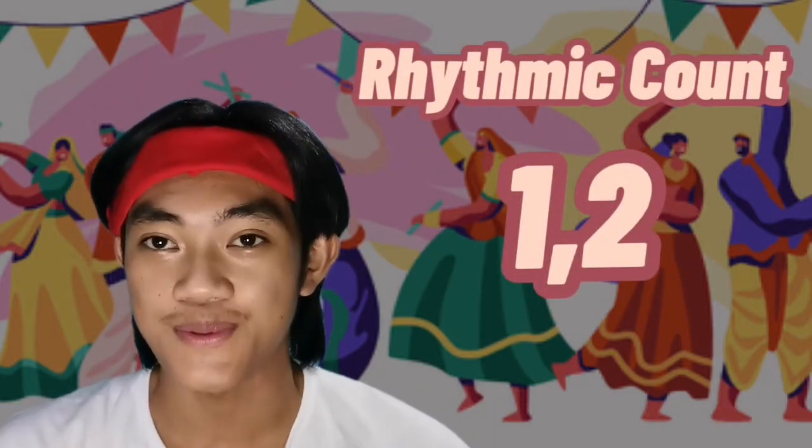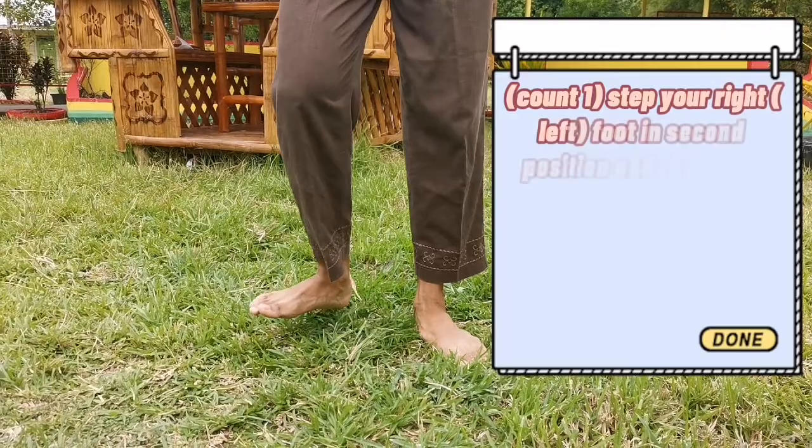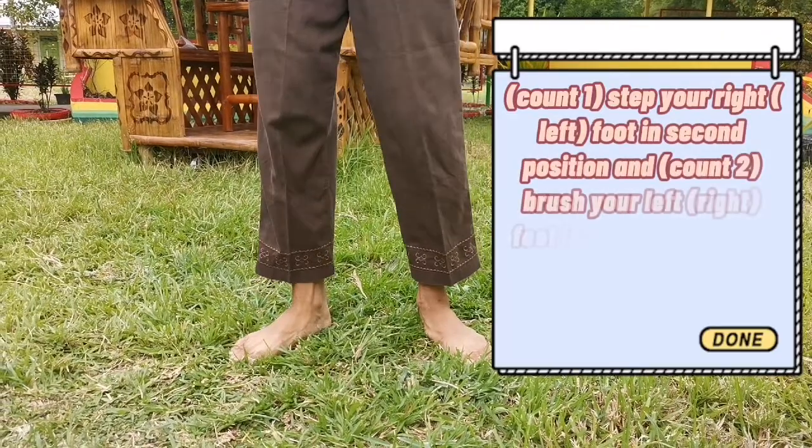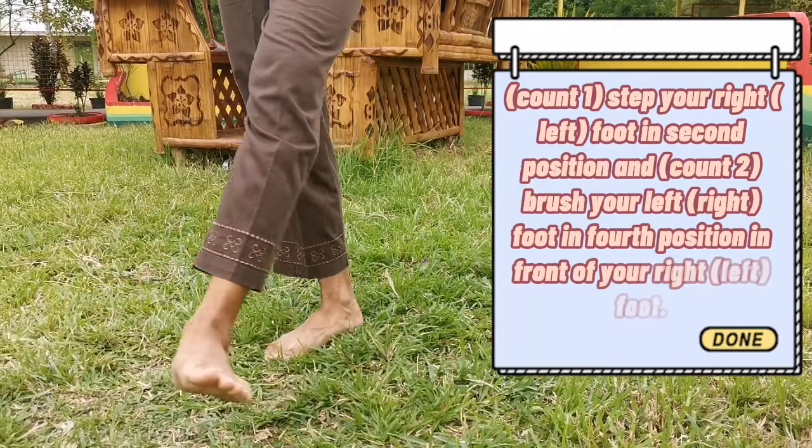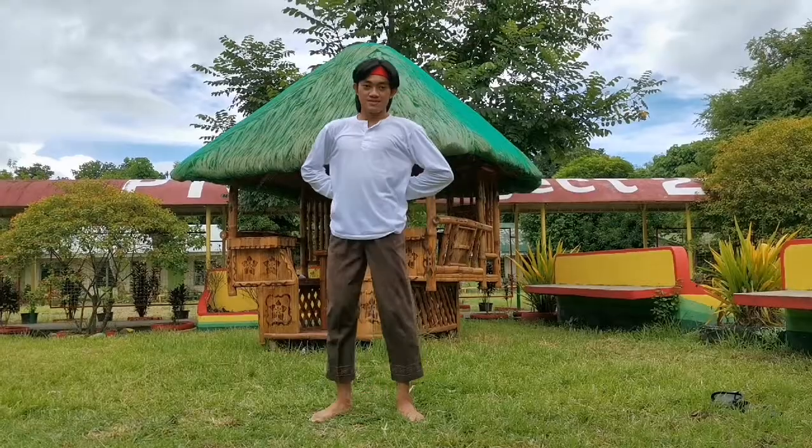Now let's proceed to brush step. Its rhythmic count is 1, 2. In count 1, step your right foot in second position. In count 2, brush your left foot in fourth position in front of your right foot.